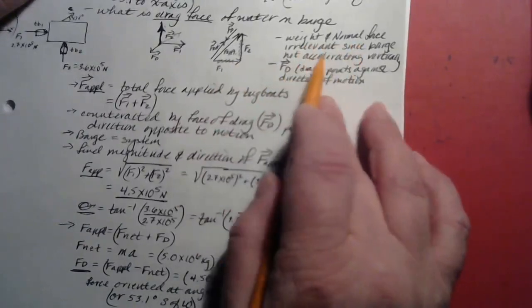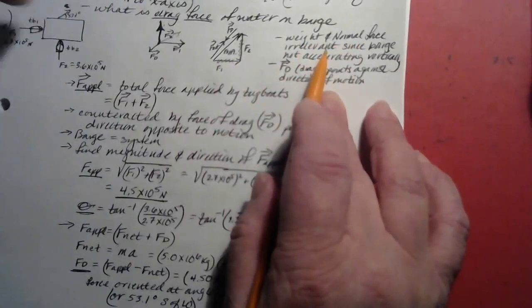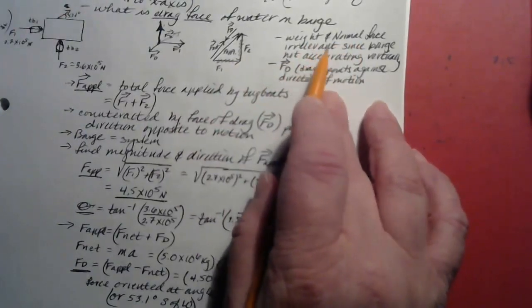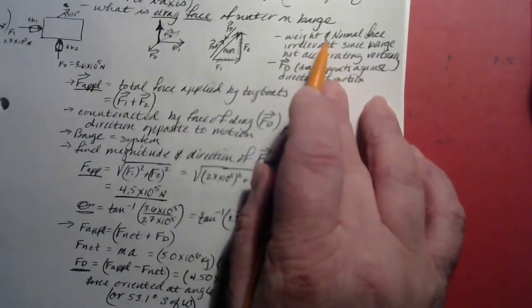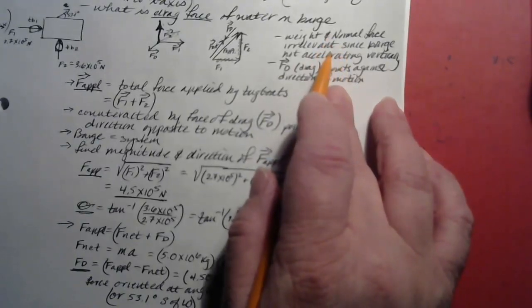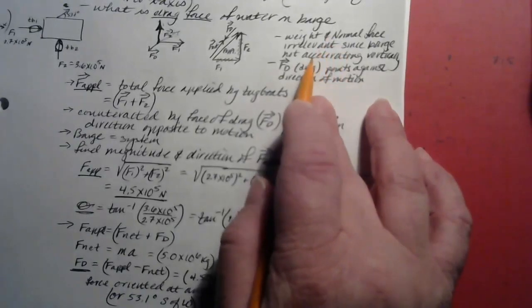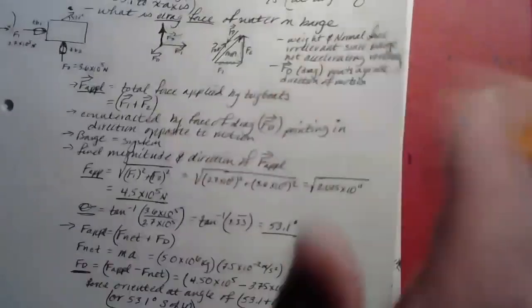So the weight and the normal force of the barge are irrelevant here. They would be coming straight up and down. They're irrelevant because the barge is not accelerating in the up or down direction. So the weight and the normal force must cancel each other out. There's no net force in the up and down direction, and therefore there's no acceleration, and around and around.